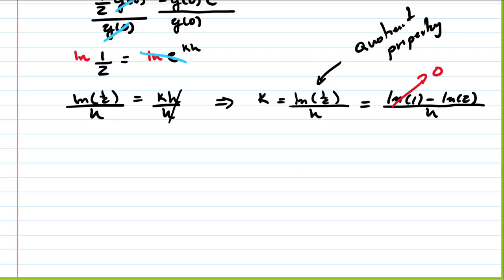So then we get k is equal to the negative natural logarithm of 2 divided by h. So this tells us for radioactive decay problems, the growth rate, or in this case the decay rate, is the natural logarithm of 2 divided by the half-life, but it's negative. That's how we know it's a decay rate.